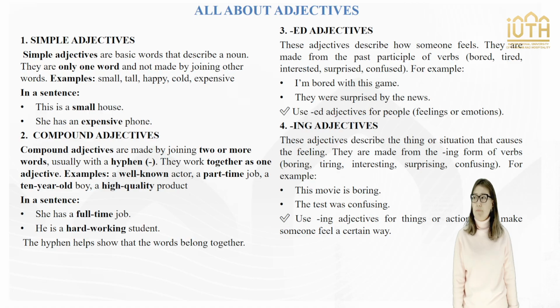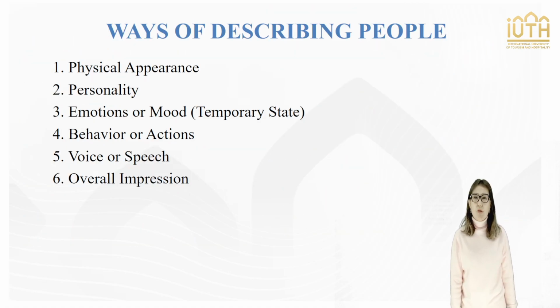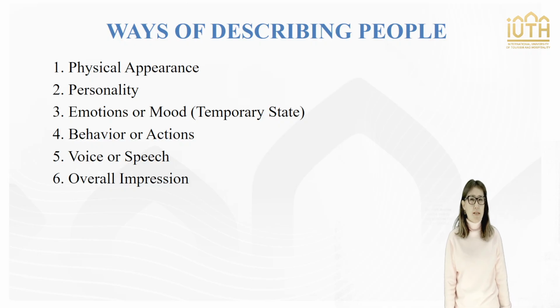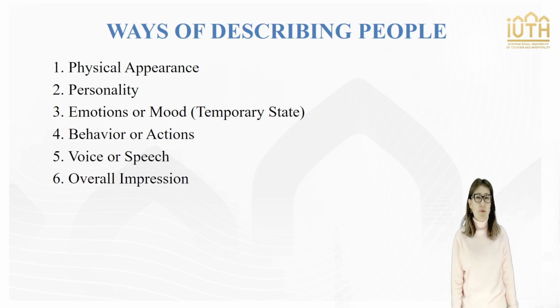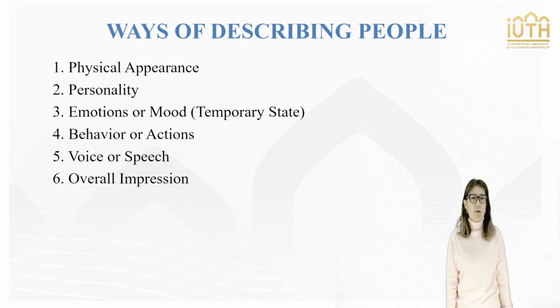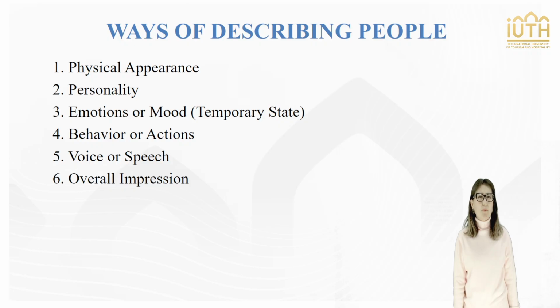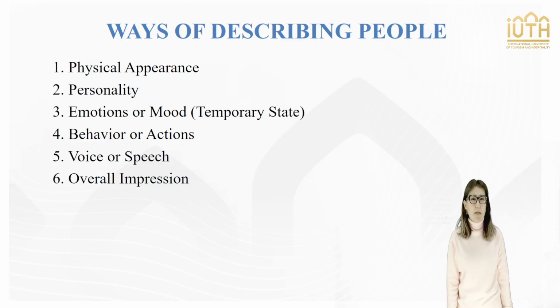Example: she is a tall woman with long curly hair and a warm smile. Second, personality. This refers to what kind of person they are on the inside, their character, how they think or behave. You might describe positive traits by using adjectives: kind, honest, generous, outgoing, hardworking. Negative traits: selfish, rude, arrogant, lazy, shy. Example: he is a calm and thoughtful person who always helps others.